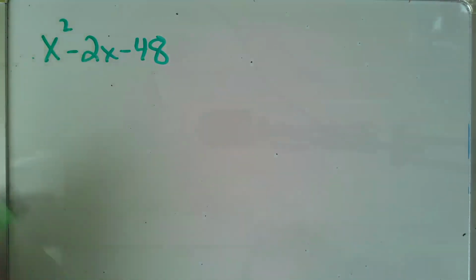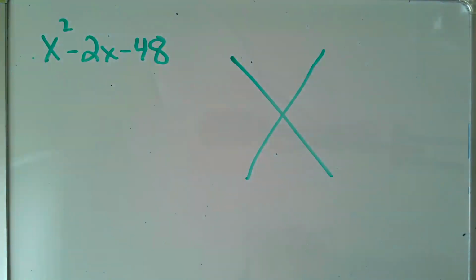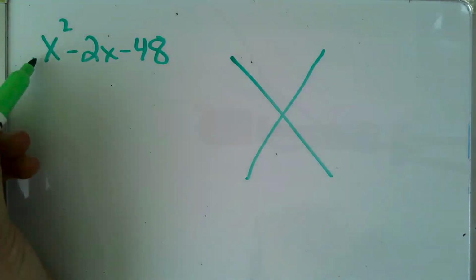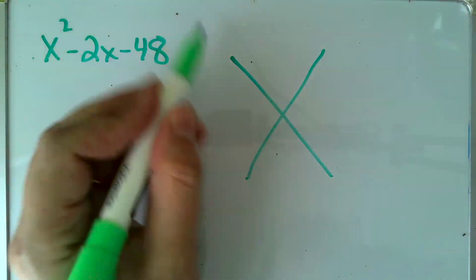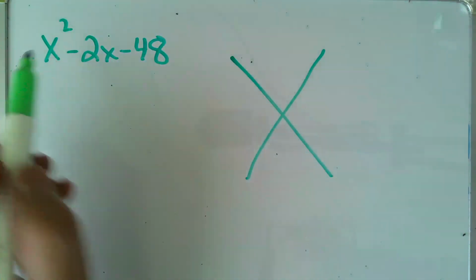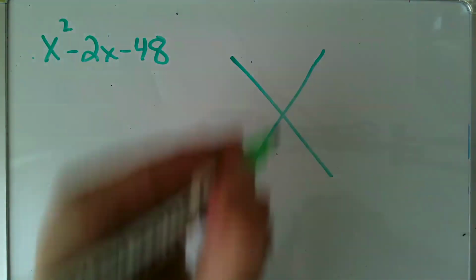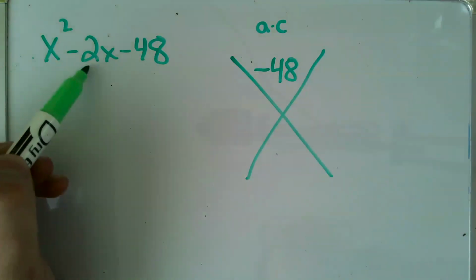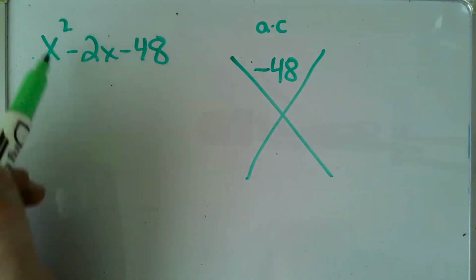For this, I'm going to go ahead and grab the X method, and that looks like this. I make a big X on the page, and up top I put my a, the coefficient of my x squared term, so 1, times my c, the term that has no x, negative 48. 1 times negative 48 is negative 48. And then down here, I put my b, right? ax squared plus bx plus c, and so my b is negative 2.